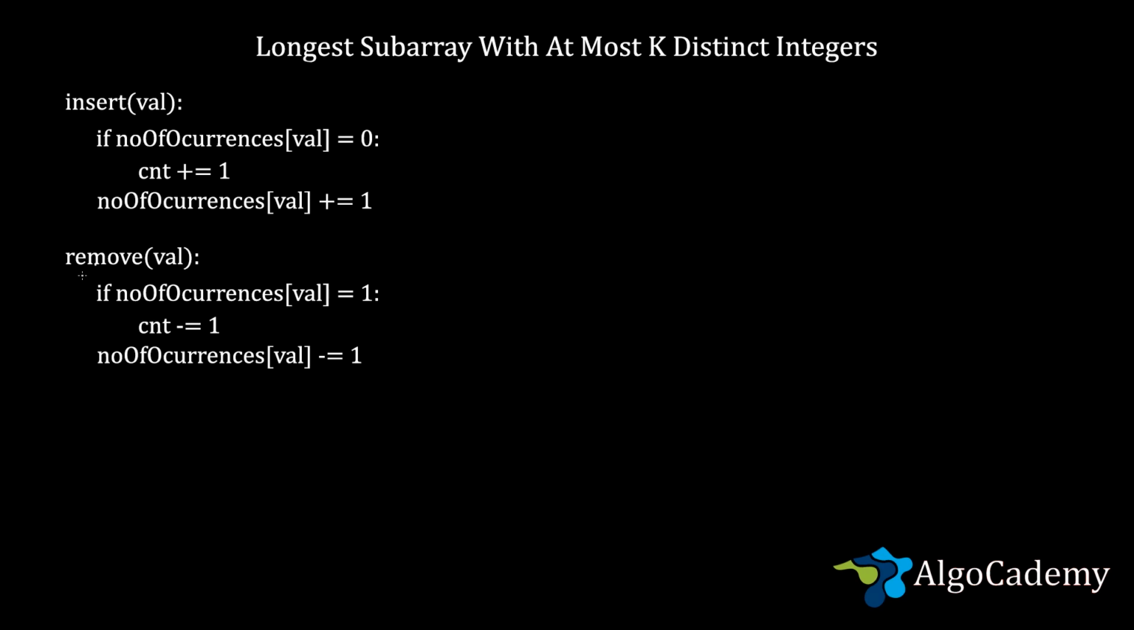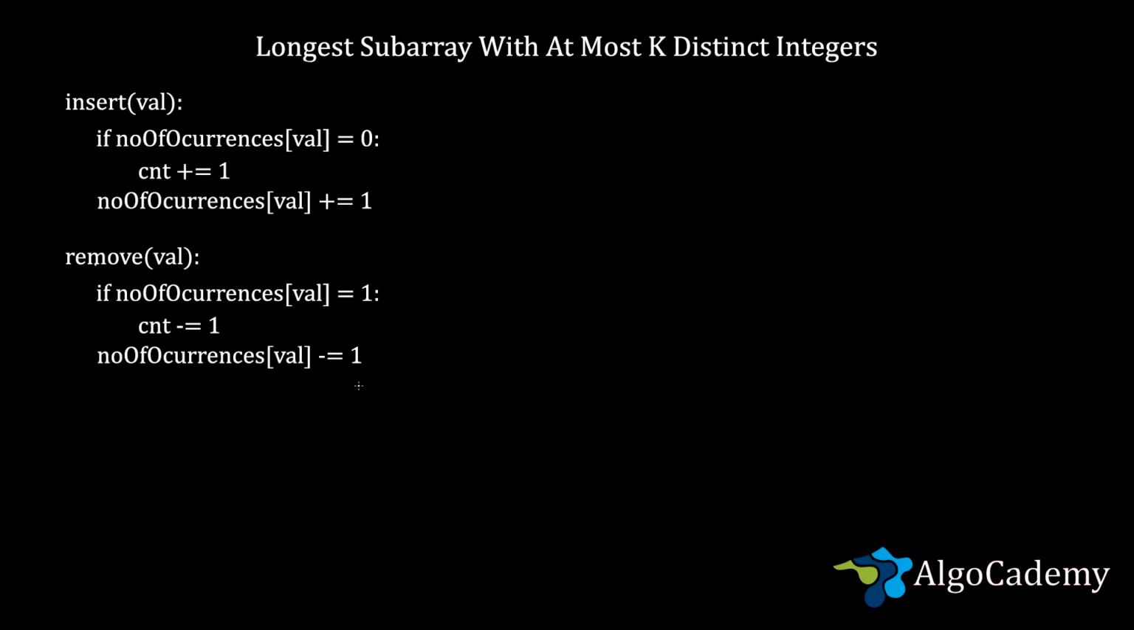Now, the second function, remove val, is the exact same, but this time, when we remove a value from the subarray, the number of distinct integers could actually get decremented. And think about it. If in our subarray we have only one value of 2, and we remove that value, we're not going to have that value anymore, so the number of distinct integers gets decremented. And this is what I do here. If the number of occurrences of val is 1, this means that I should decrement the counter, and then obviously I'm going to decrement the number of occurrences of val. And this is all, guys.